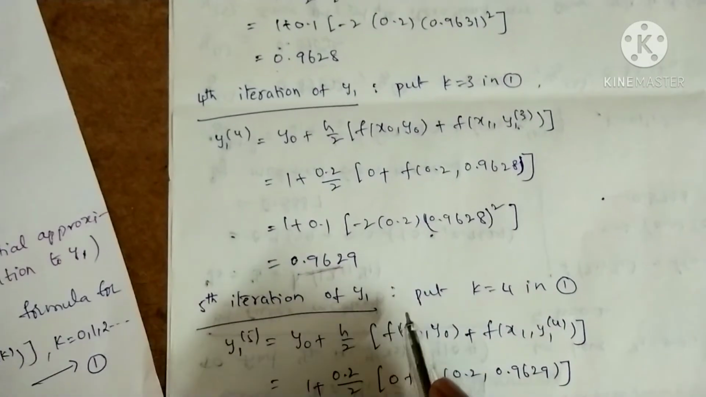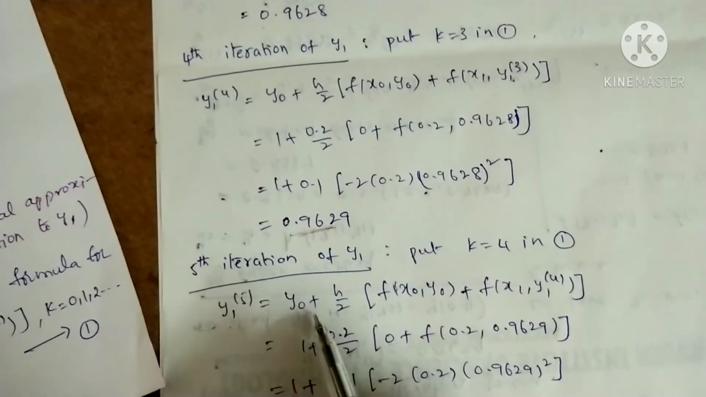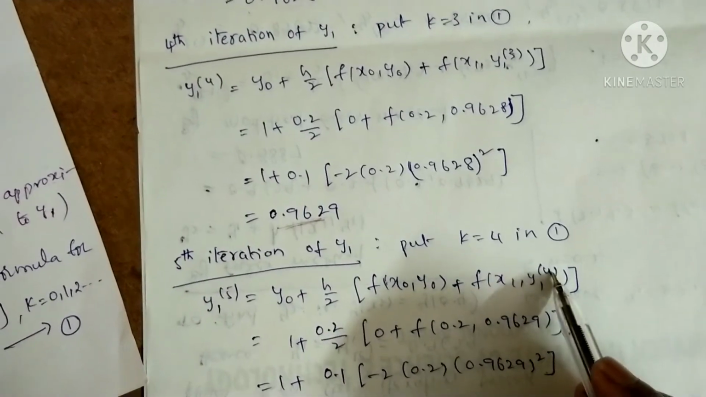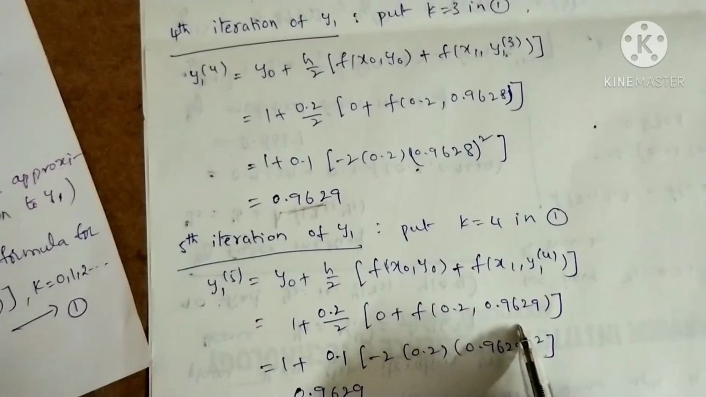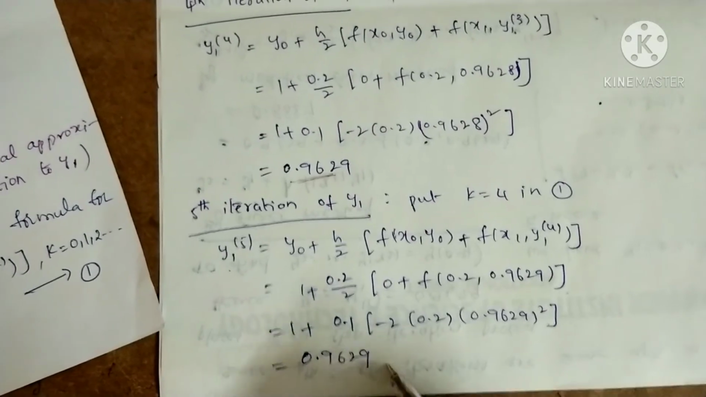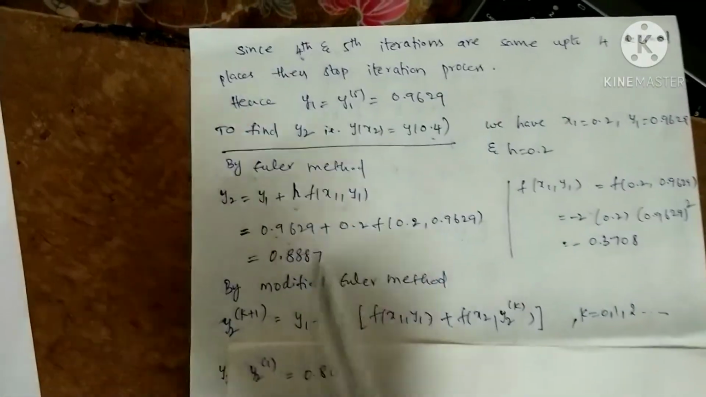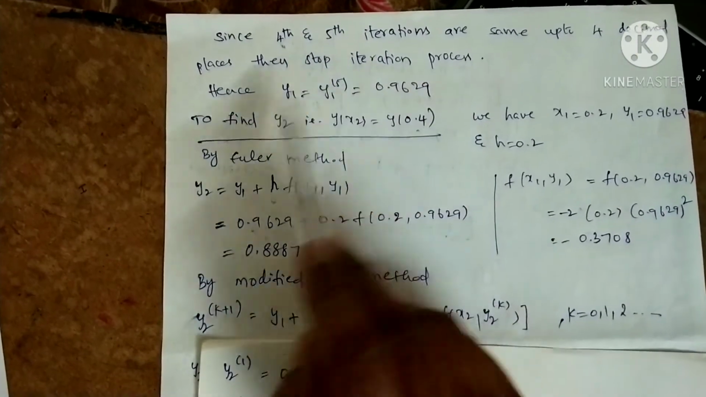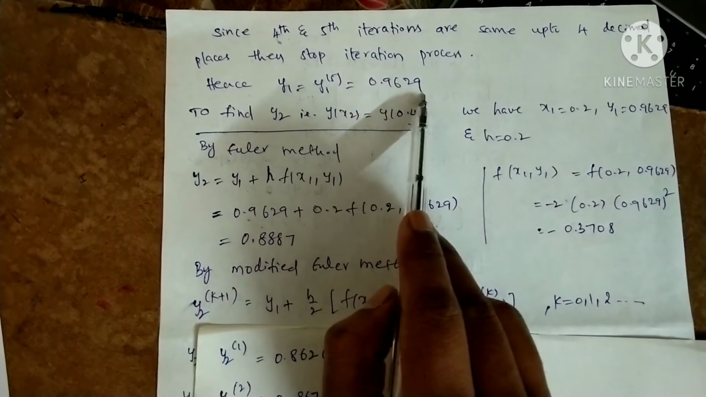So let us go to the fifth iteration of y1, for which we will put k equal to 4 in formula 1. Then y1^(5) equals y0 plus h by 2 into f of x0, y0 plus f of x1, y1^(4). y1^(4) is obtained as 0.9629. Let us use that value here. So by simplifying this, we are going to get 0.9629. Let us compare this with the previous iteration. We can see there is a 4 decimal place accuracy in the value. Since the fourth and fifth iterations are the same up to 4 decimal places, we stop the iteration process. Hence y1 is taken as the last iteration of y1, that is 0.9629.